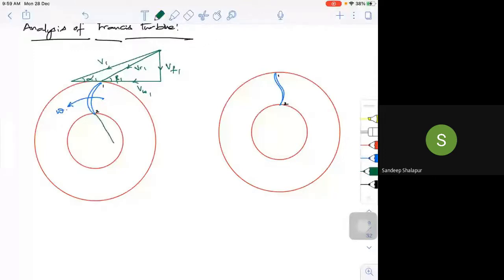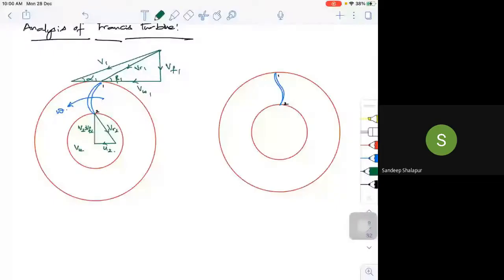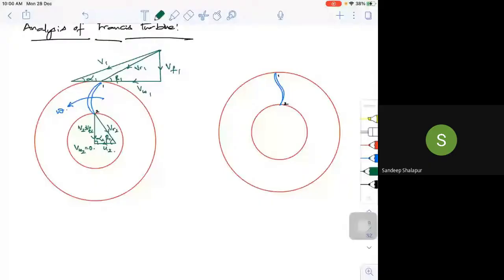This will be my VR2, and this is my V2 or VF2, and this is my U2. There is no VW2, so there is no whirl at the exit. So what does it mean? It means my alpha 2 is 90 degrees and beta 2 is some angle.